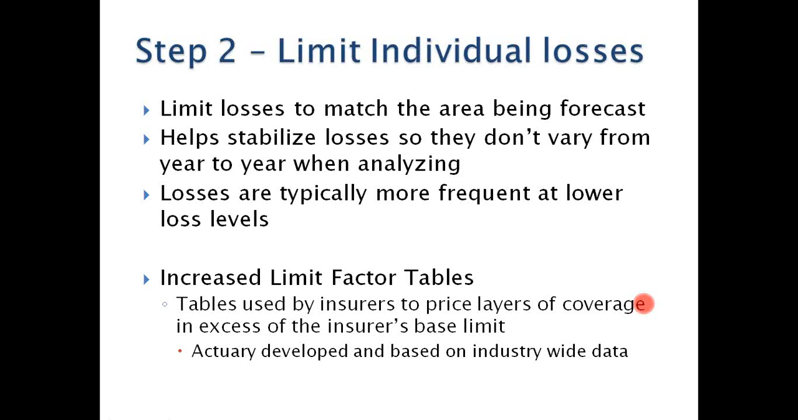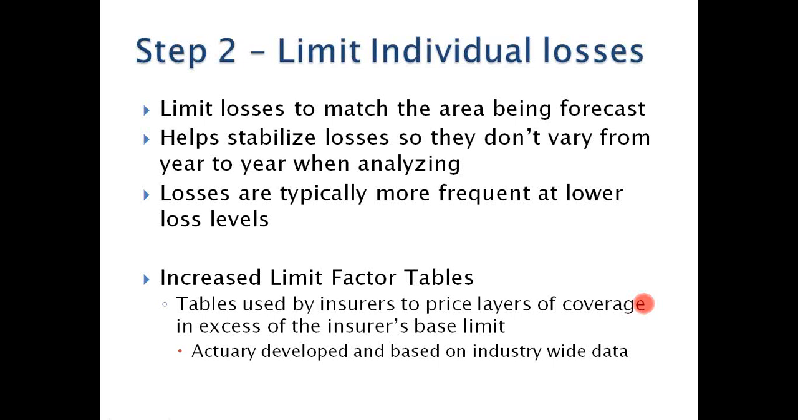And the losses are typically more frequent at lower loss levels. So I think most of us would realize that having a $1 million claim doesn't happen as often. A $5,000 or $10,000 claim is probably more likely to occur, and so we can limit claims at maybe a $50,000 level, or whatever other level the actuary determines. But we wouldn't want to limit to $1 million, because now we don't get that variation. It's still going to skew our results.